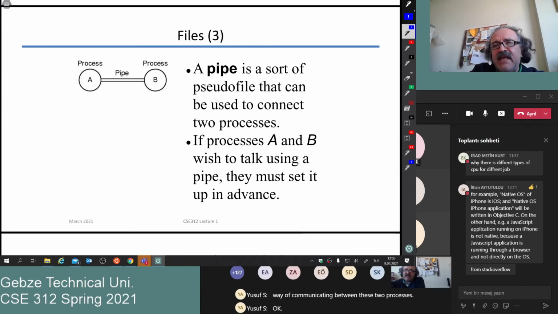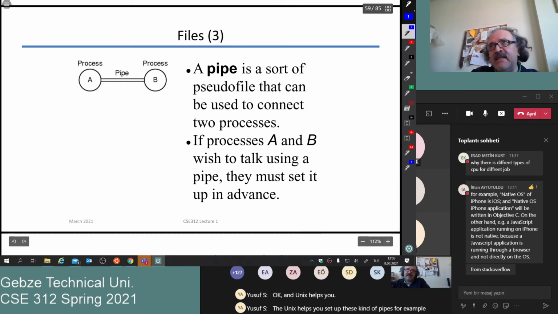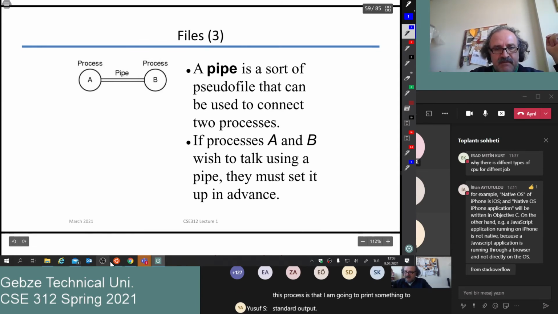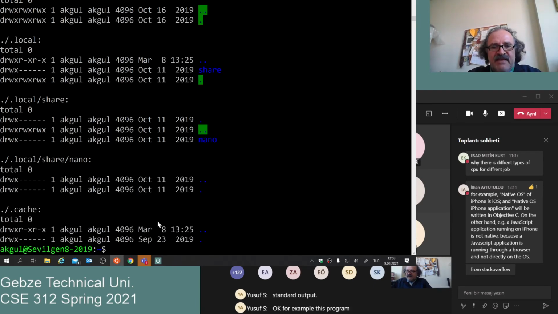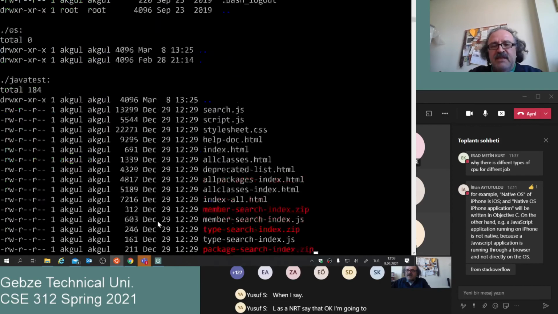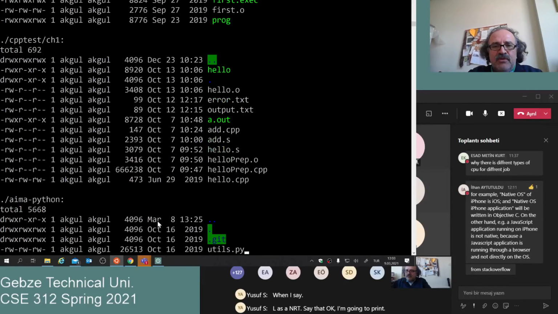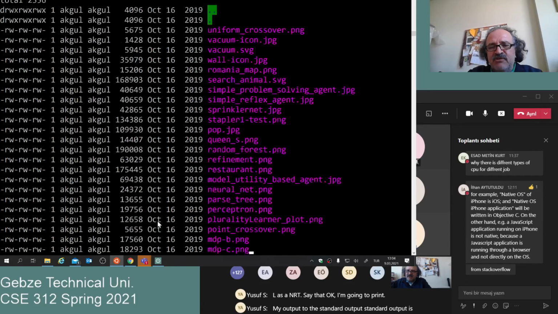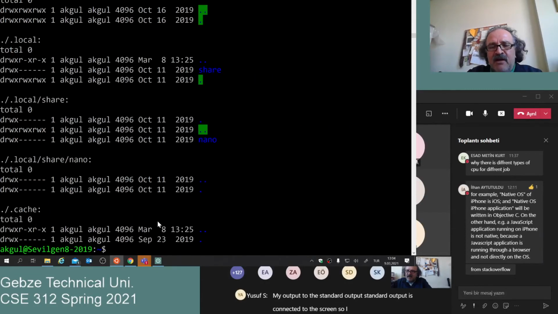And Unix helps you set up these kinds of pipes. For example, this process says that I am going to print something to standard output. For example, when I run ls -alrt, it says, okay, I am going to print my output to the standard output. Standard output is connected to the screen, so I see whatever it is printing on the screen.